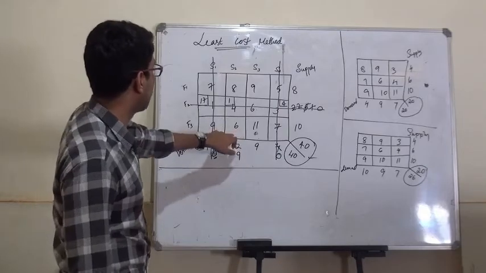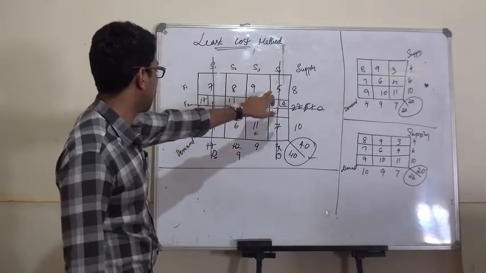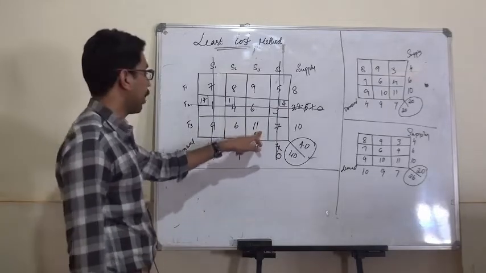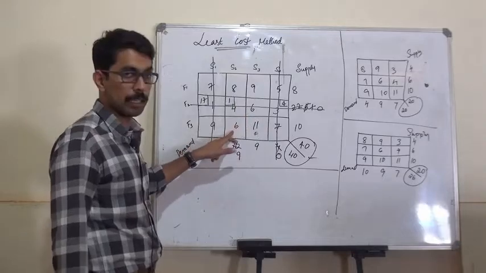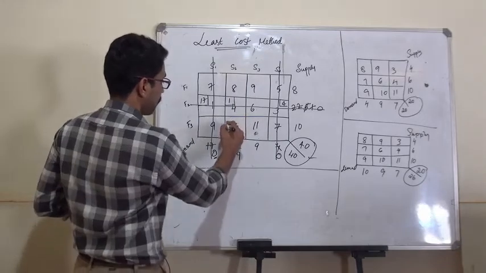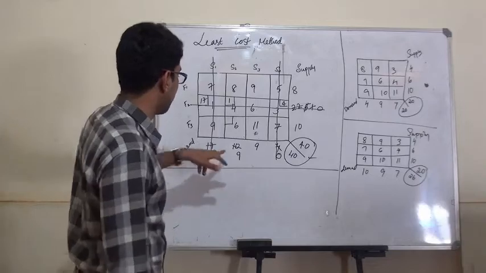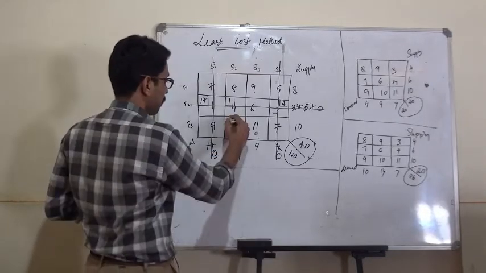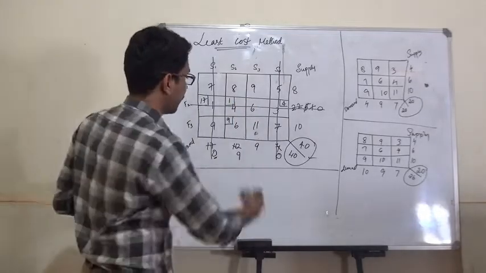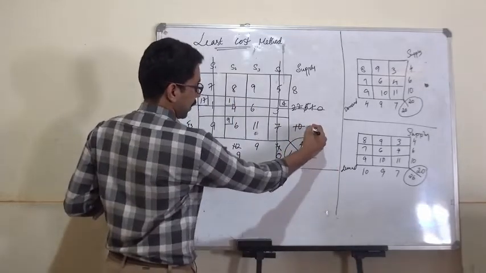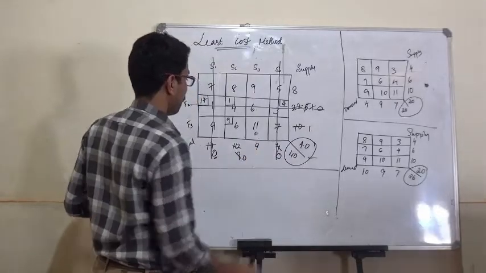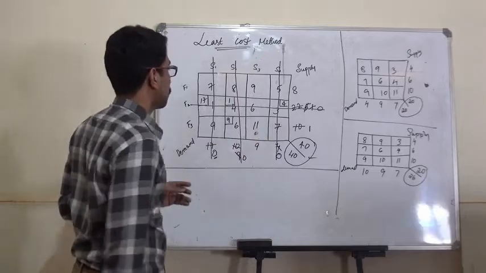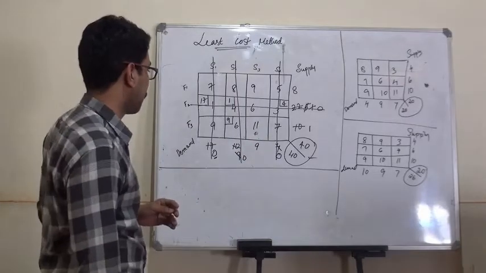Again, we have 4 cells: 8, 9, 6, 11. From these cells, again we have to find another least cell, that is 6 here. The same process repeats. Here 9 is the least value, so we will put a 9 here and subtract. When we subtract, we will get 1 and we will get 0 here. So we can cut this entire row again.